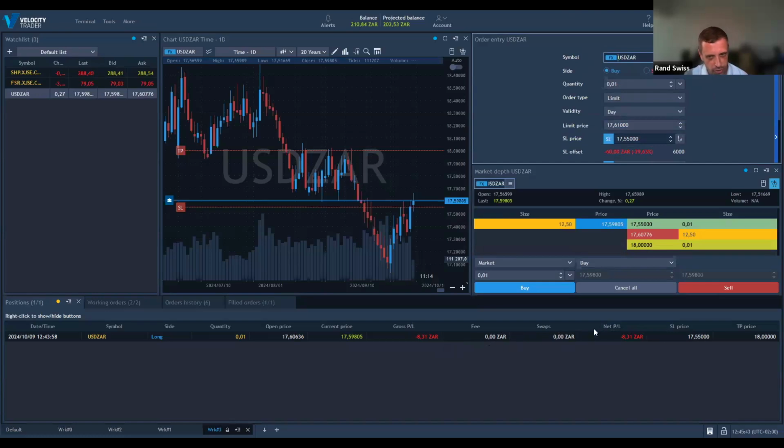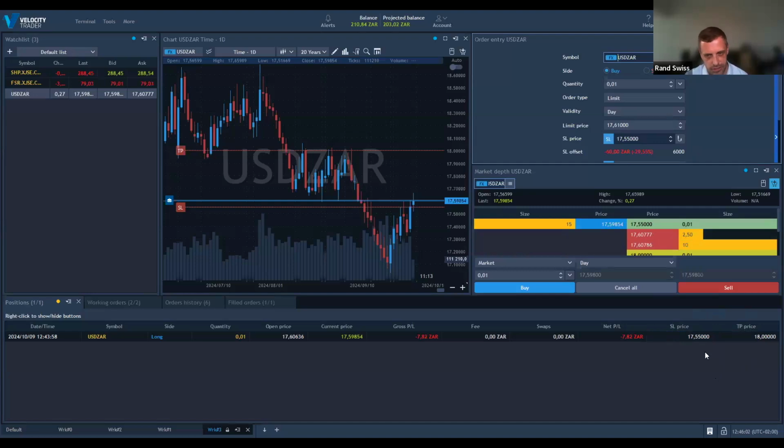But tomorrow, you'll start seeing a minus amount here, minus 1 Rand, minus 2 Rand, whatever it might be. Net profit, naturally, at the moment, there's no fee or swap. So it's just saying zero there. And then it says there's stop loss and take profit. That's where my stop loss and take profit is.